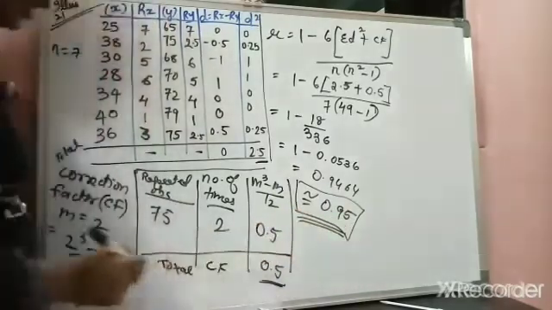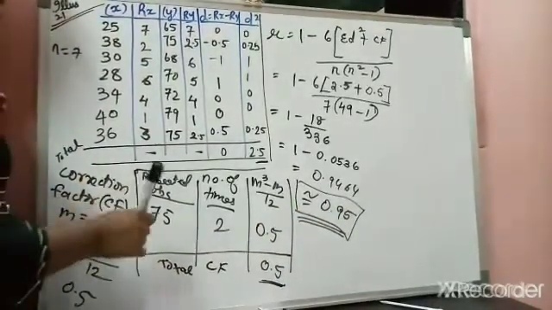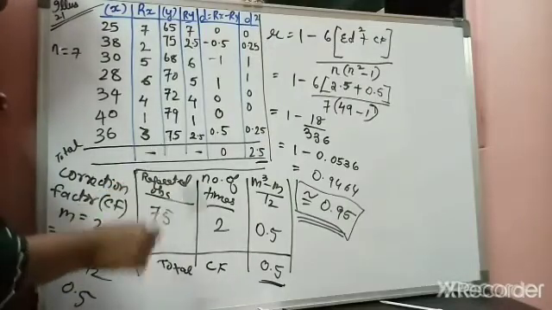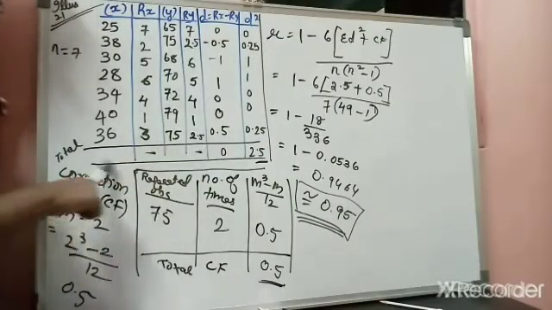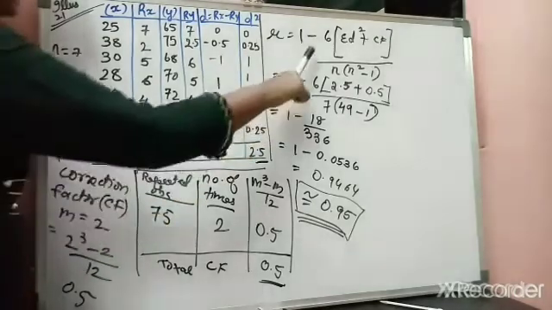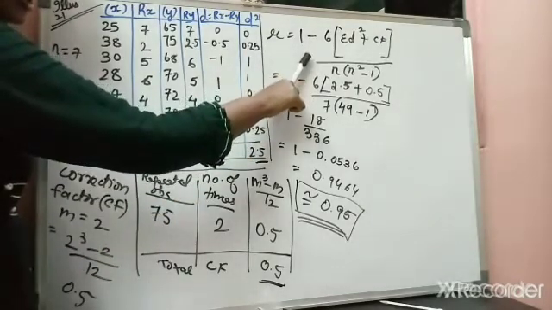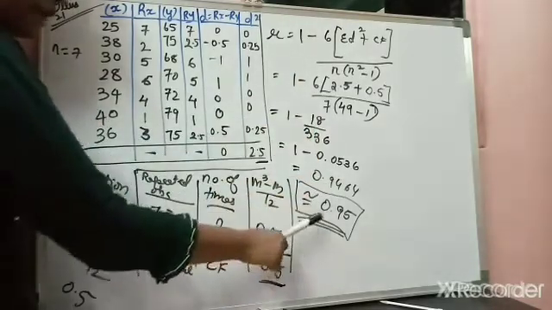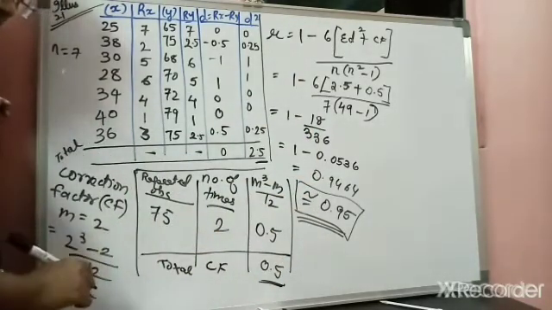0.95. So, what would be your decision? That it is highly positive. Okay, the correlation is highly positive. So, in this sum, you have understood CF. Then you have to put the rank correlation method, Spearman's rank correlation method, and get the answer of R. I hope it is clear to you.